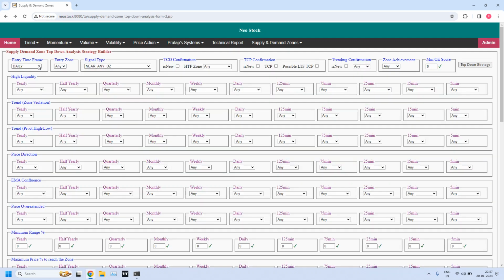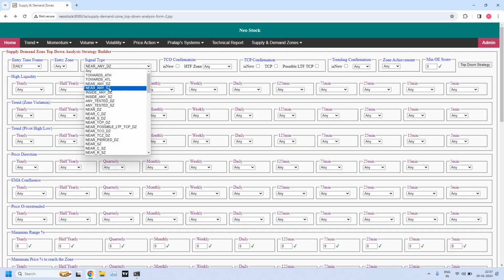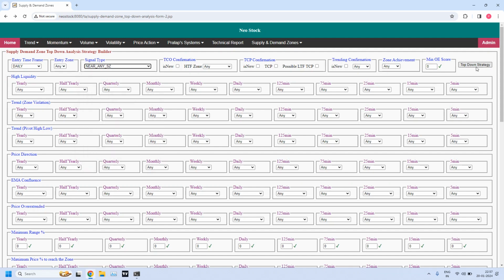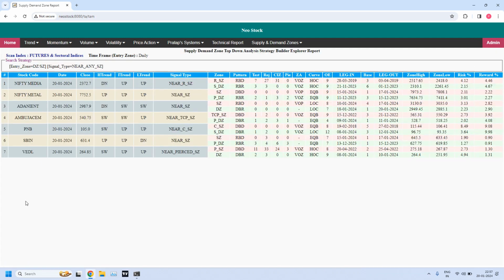Let's go back. For entry time frame daily, let us find the stocks near the daily supply zone. 7 stocks are filtered. Now let us try to find the high liquidity supply zones. The first one is Nifty Media, which is an index. So here we found Ambuja Cement is a high liquidity supply zone, already tested once. So you need to look for a fresh 75, and inside it, look for fresh 15 or 5-minute zones.